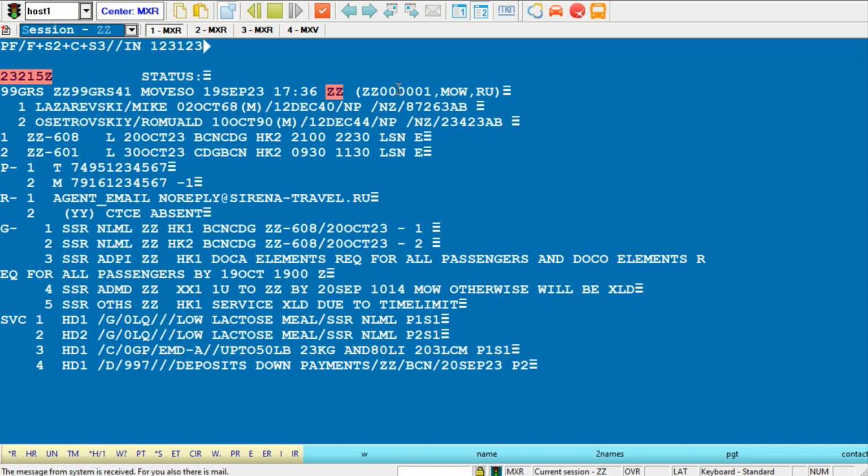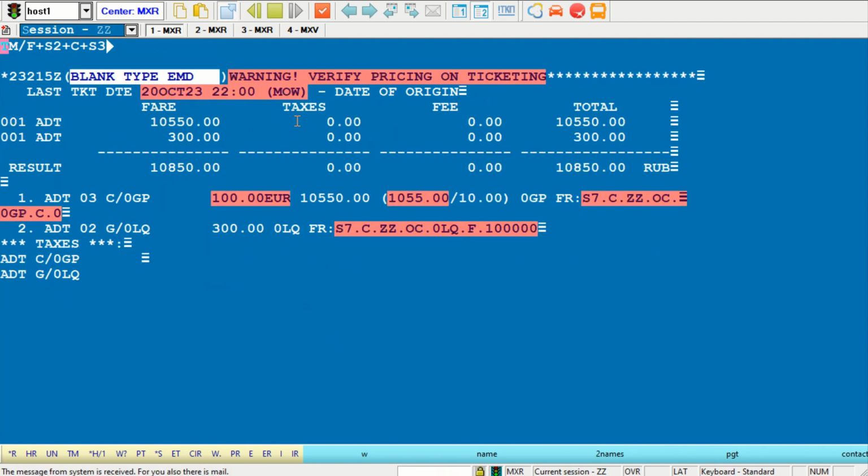You can add between these two slashes amount. For example, if these two services paid partially by invoice, partially by cash. For example, let's price at first these services, the second and the third. You will see amount. Then let's add 10,000 rubles by invoice and other amount will be paid by cash.